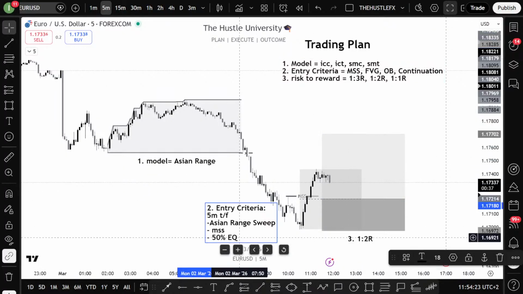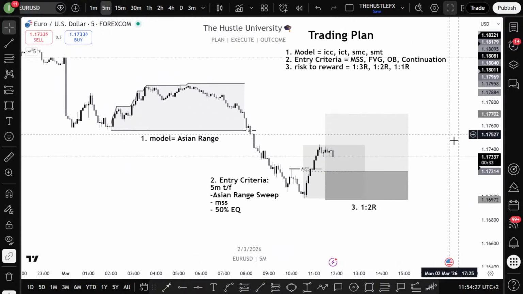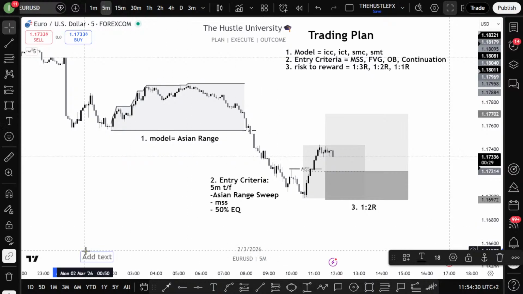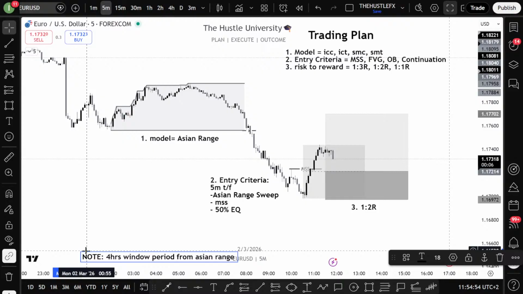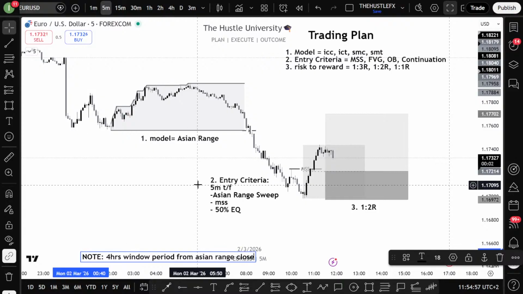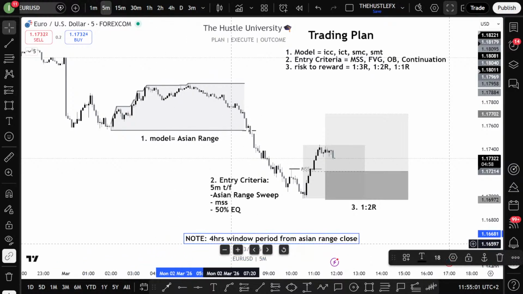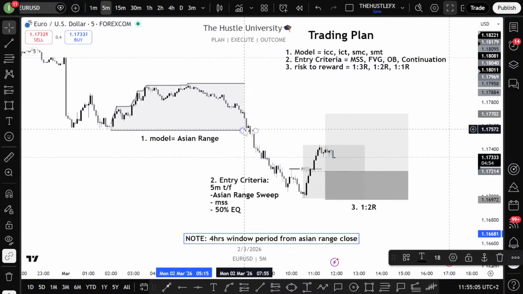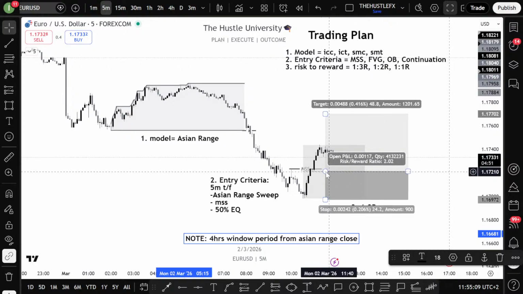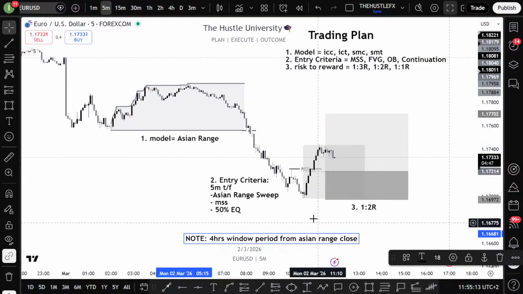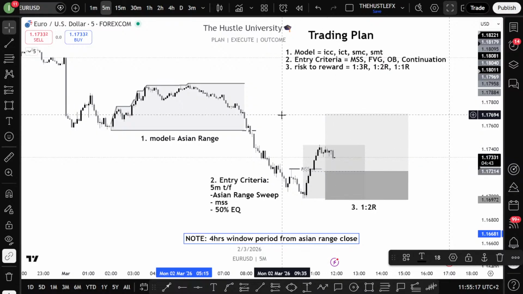And then obviously the whole model, let me just say note: 4 hours window period from Asian range close. From this close, you have a 4 hour window period to get a trade. If price doesn't get into a trade by that time, like for now, we are 5 minutes away, we might not get into a trade. So it's fine. We'll get to see it another day.